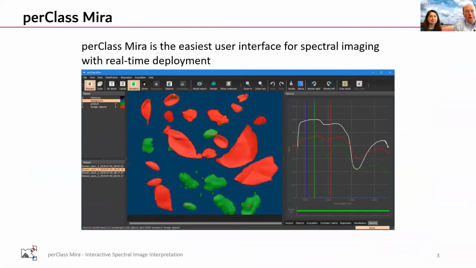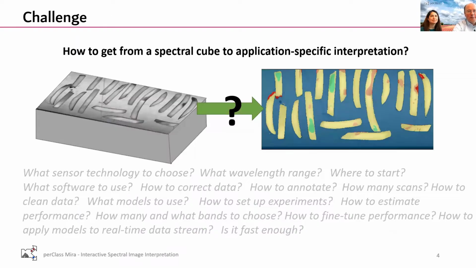And what we try to do with this interface is to enable people in industry applications to analyze and interpret spectral images without machine learning expertise and without programming, very interactively, and deploy these solutions into different types of applications. So sorting applications, phenotyping applications, and so on. And we will be using this software in the tutorial.